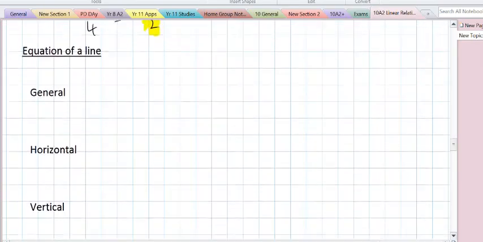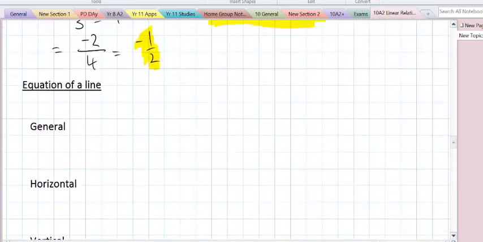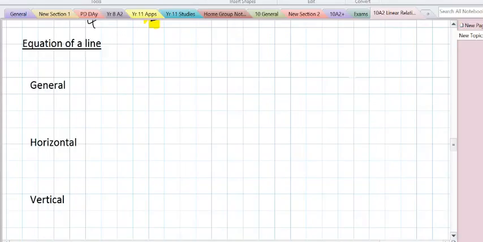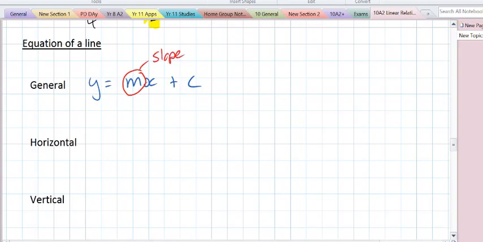Now, our equation of a line. In general, a general equation of a line is y equals mx plus c, where this m is what we've just been looking at. It is the slope, and that c is the y-intercept. And this is the equation of the line that we'll be looking for much more regularly.